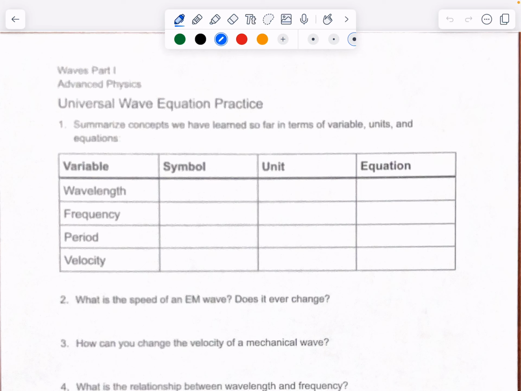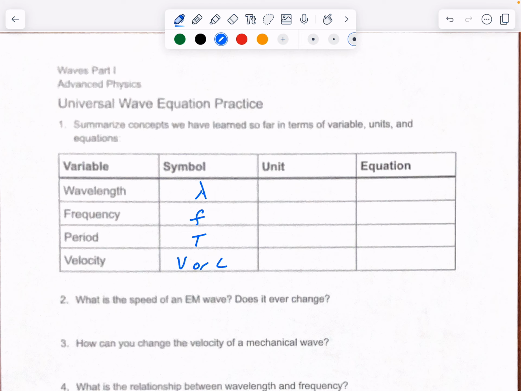So universal wave equation practice, we're going to start on page 1. Okay, well, sorry, question number 1. So we're going to go through and we're going to write out our symbols, units, and equations for wavelength, frequency, period, and velocity. So wavelength is going to be your upside down y, that's your lambda. Okay, frequency is going to be characterized by the letter F. Period or time is capital T. And velocity can be V or C.